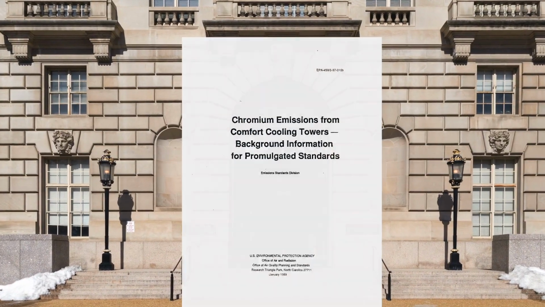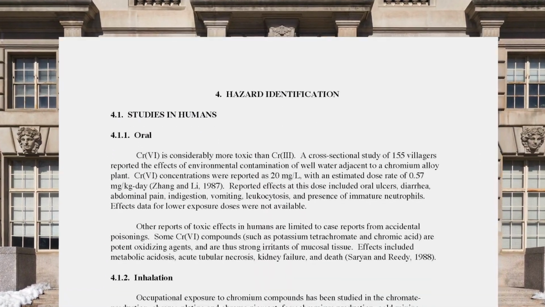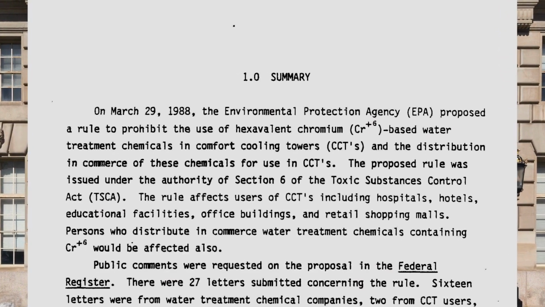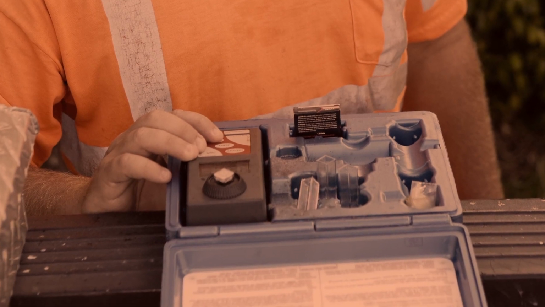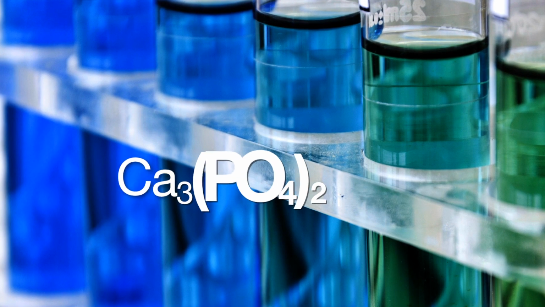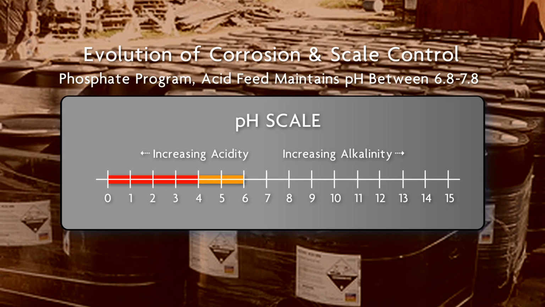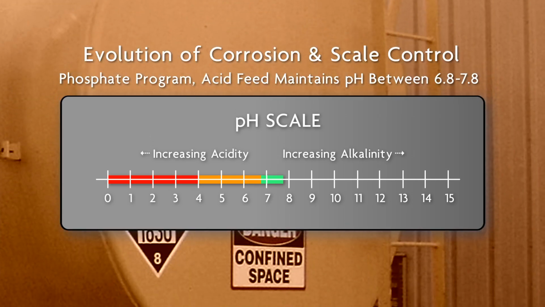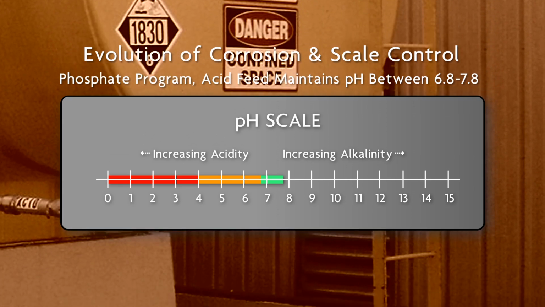Therefore, beginning in the 1970s, the United States Environmental Protection Agency regulated and ultimately prohibited the distribution and commercial use of chromium-based water treatment chemicals in comfort cooling towers. In response, the water treatment industry initially transitioned to stabilized phosphate programs. To avoid calcium phosphate deposition inside systems, acid was typically fed to maintain pH between 6.8 and 7.8. Customers' safety concerns created a desire to eliminate the ongoing feed of sulfuric acid to control evaporative cooling water's pH.